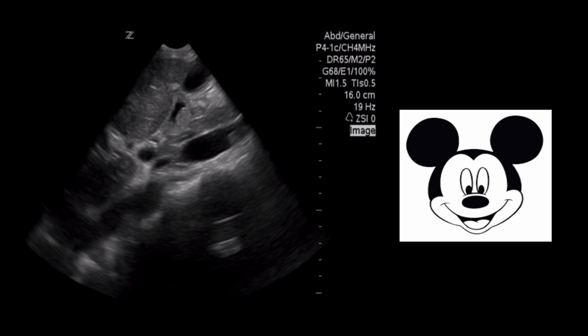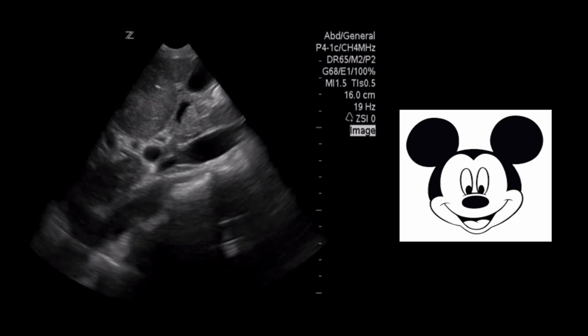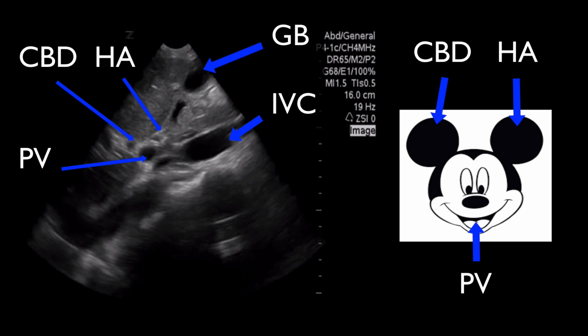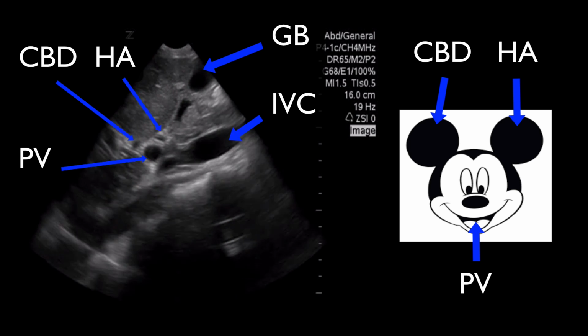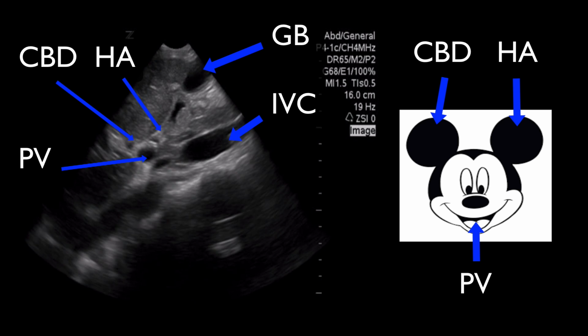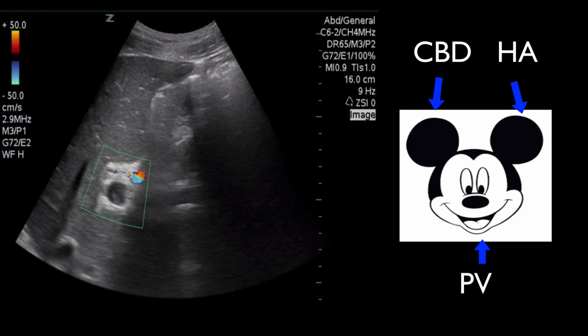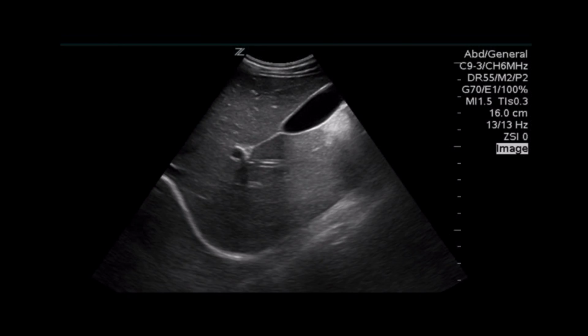Viewing the portal triad in a short axis can give you that Mickey Mouse view. The Mickey Mouse view is the face is the portal vein, which is the largest portion, and then the right ear would be the hepatic artery, and the left ear would be the common bile duct. And if you were able to put flow correctly on the portal triad, you would see flow in the hepatic artery and portal vein, but not in the common bile duct.